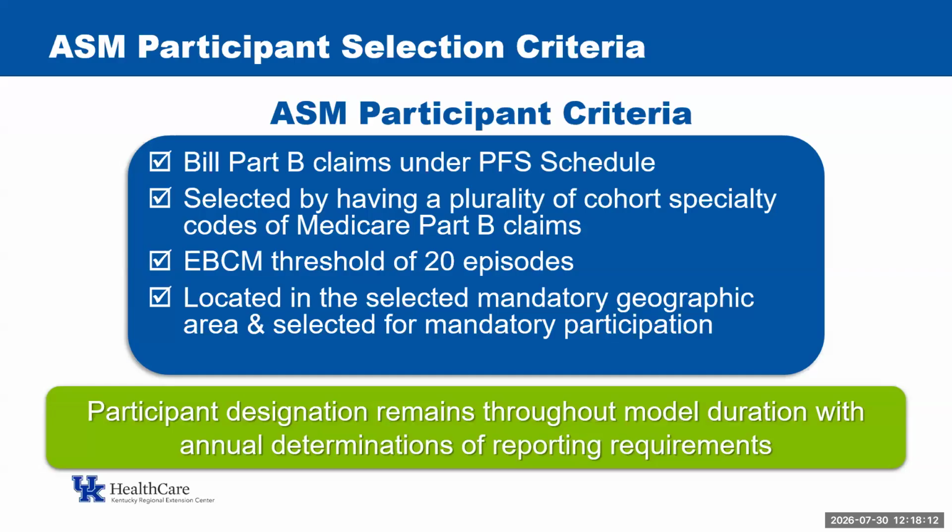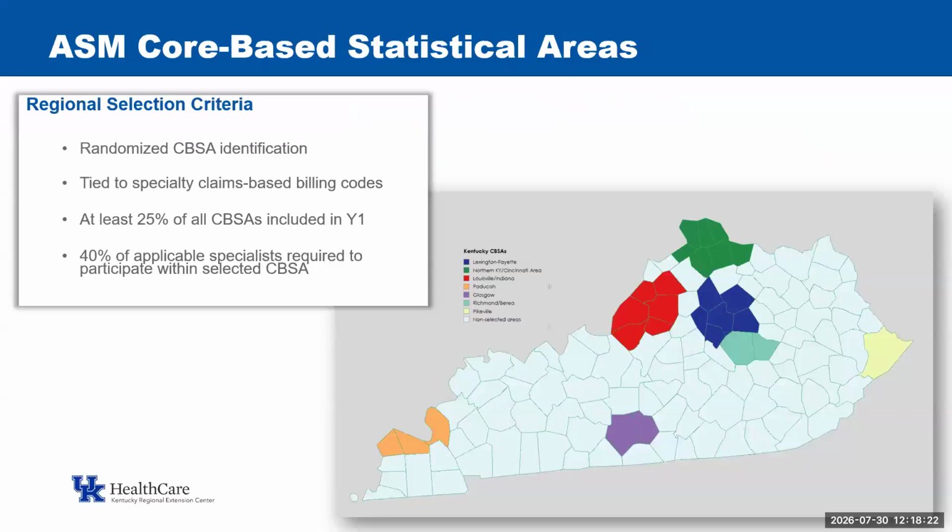So now that we've talked about how they're getting pulled in, let's look at the geographic piece of this puzzle a little bit more, the core-based statistical areas. The geographic selection process, like I said, is another major part of this. CMS is using these CBSAs as their geographical unit for mandatory participation. I'm going to say CMS randomized their selection, but if you look at this map here, all of our major markets in Kentucky are covered: Lexington, Louisville, Bowling Green, and those surrounding areas.